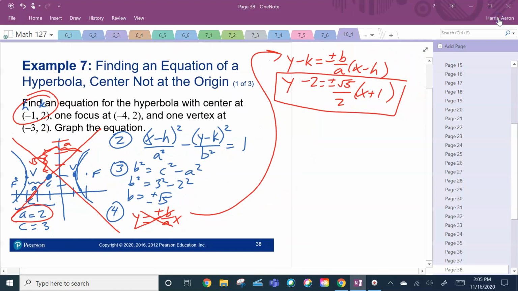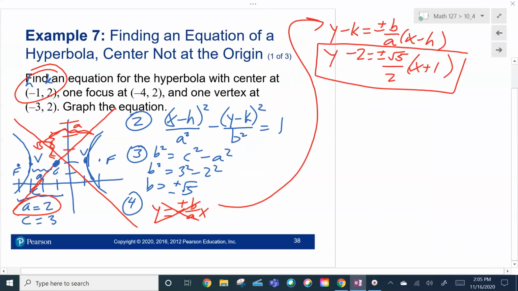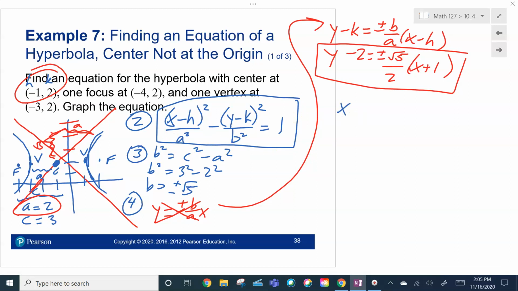Now the only other thing I'm missing here is I never wrote the equation for this. So let me go back to here. I now have a and b, and I have h, k. So it's step 5. X minus my h, negative 1, so x plus 1, over a squared, so 2 squared, minus y minus my k, which is 2, over my b squared, and my b is root 5, so root 5 squared is just 5.